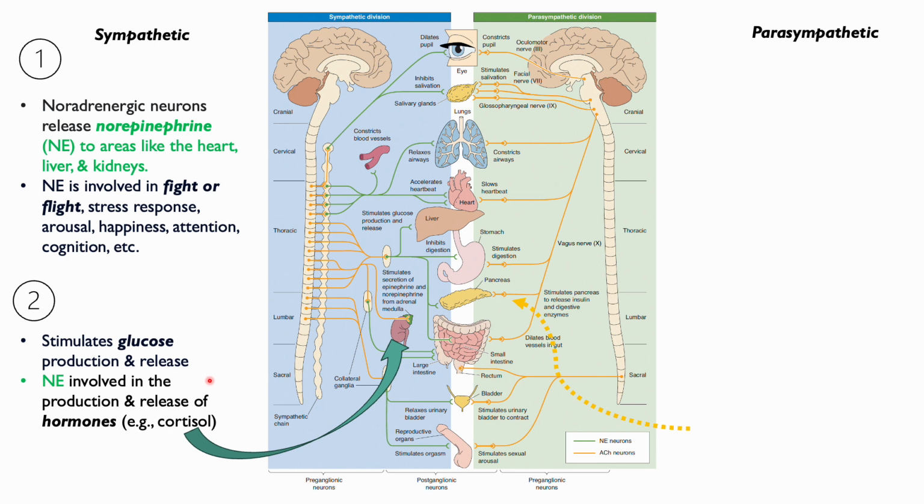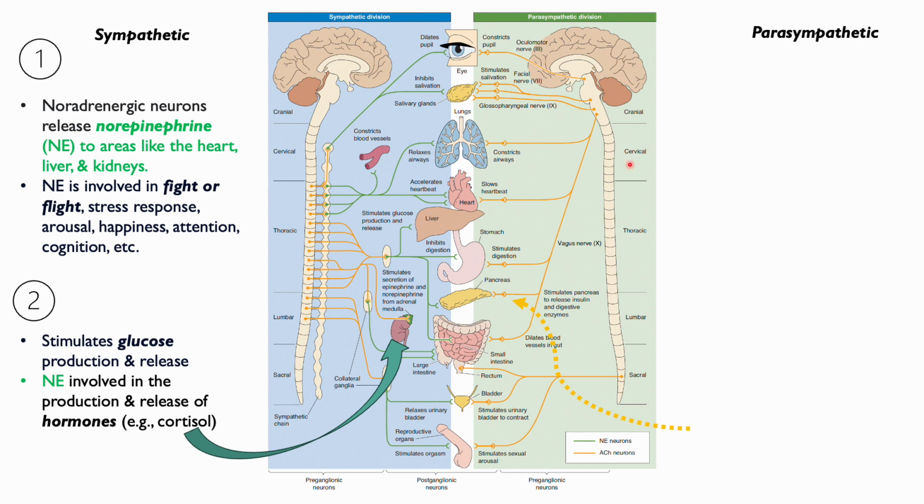Additionally, norepinephrine is involved in the production and release of different hormones. There's a stress hormone or steroid called cortisol that is released from the adrenal medulla of the kidneys, and we're going to talk about how the hypothalamus is largely commanding this response during the stress response.